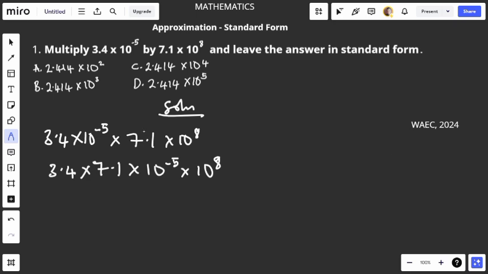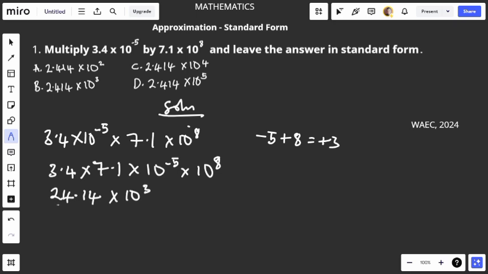In WAEC, we are allowed to use a calculator; a scientific calculator is usually given. So 3.4 times 7.1 will give you 24.14. Then times 10 raised to power of, according to law of indices, since the bases are the same, you add the powers. That's minus 5 plus 8 will give you plus 3. So what will be left is 10 raised to the power of 3.